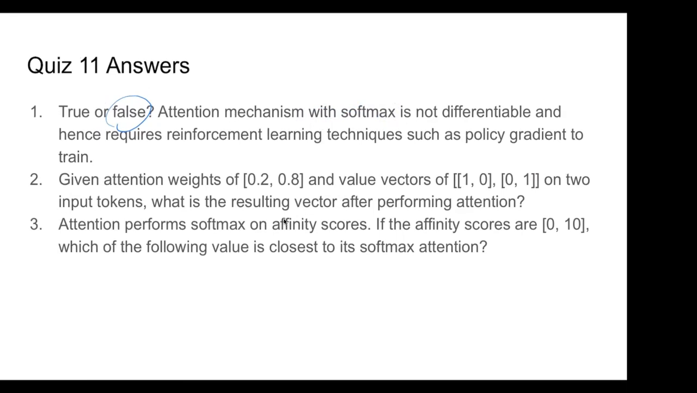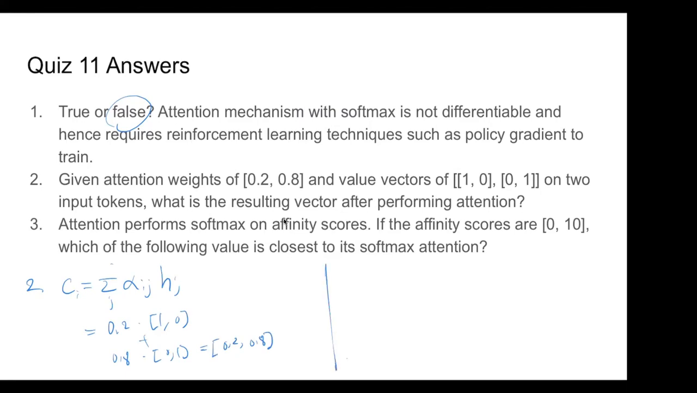Number two, given attention weights of 0.2, 0.8 and value vectors of (1, 0) and (0, 1) on two input tokens, what is the resulting vector after performing attention? Well, we know that attention vector is just the summation of alpha_ij and h_j over j, which means you multiply 0.2 to (1, 0) plus 0.8 to (0, 1), which is just (0.2, 0.8). So the answer is (0.2, 0.8).